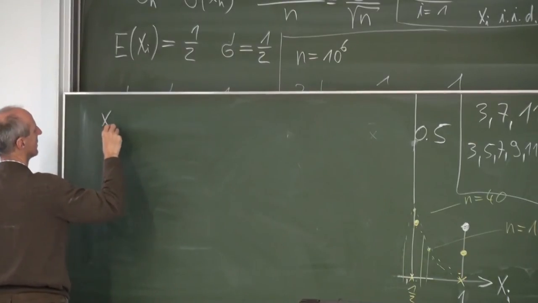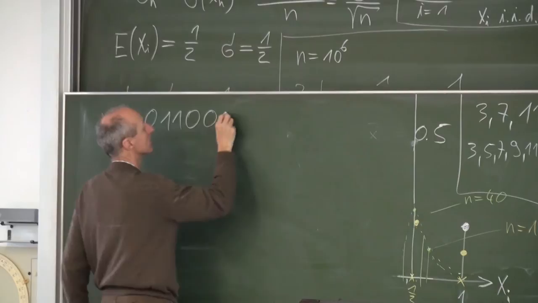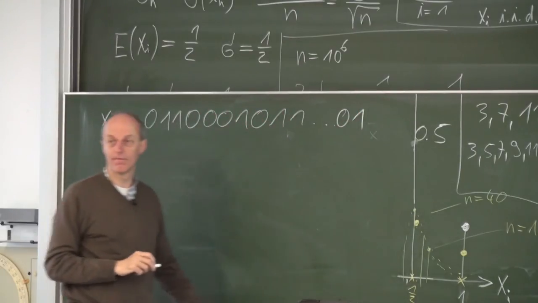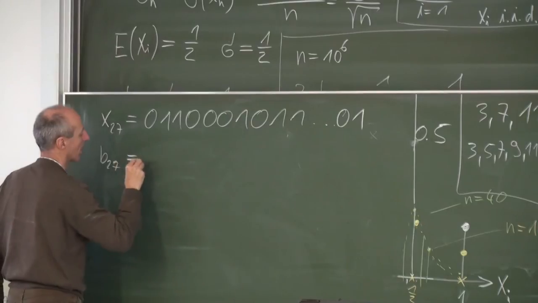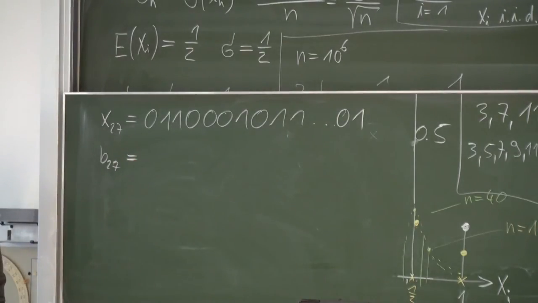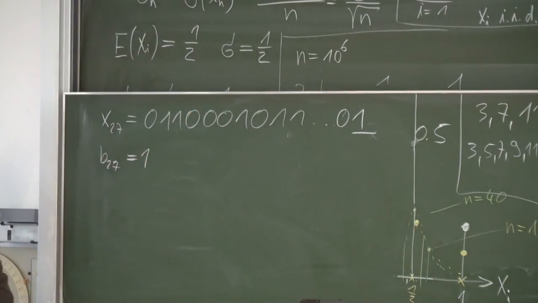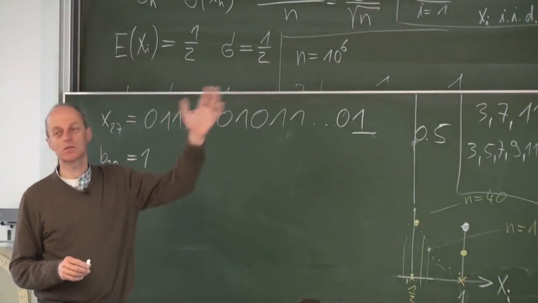Suppose x_27 is equal to 0 1 1 0 0 0 1 0 1 1 something 0 1. Now what is b_27? It can be 0 or 1, because modulo 2 you can only get zeros or ones. It is 1, because the last bit is 1. So you just get the last bit of your number. That's it. So you see, it's quite a simple formula.